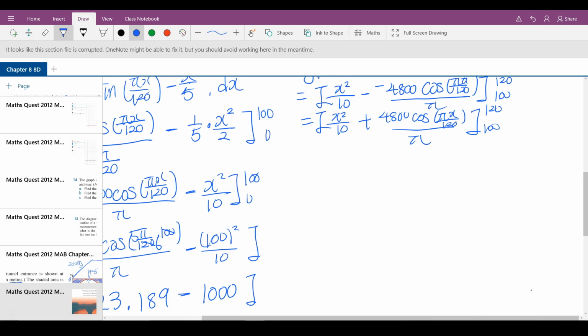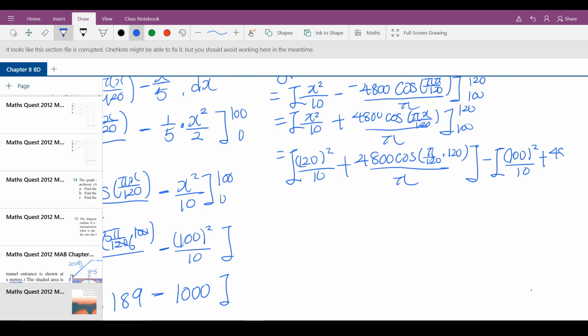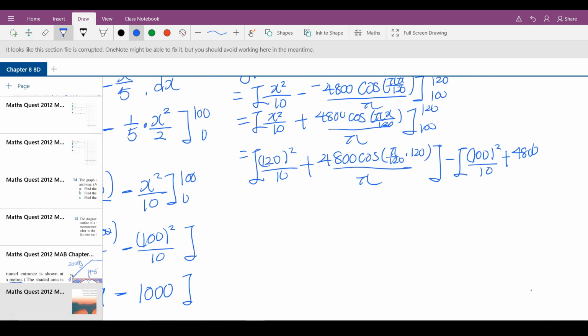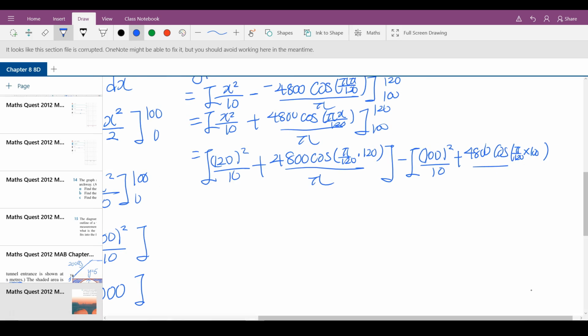It looks weird. All right, is equal to 120 square over 10 plus 4,800 cos pi over 120 times 120 over pi, and then minus 100 square over 10, right, plus 4,800 cos pi over 120 multiplied by 100, all over pi.